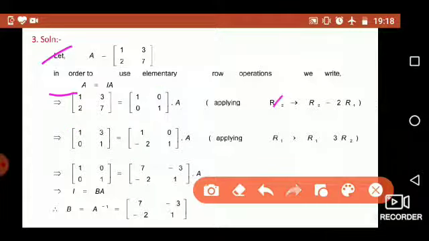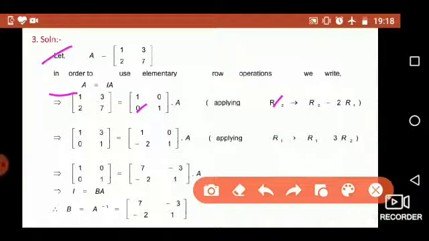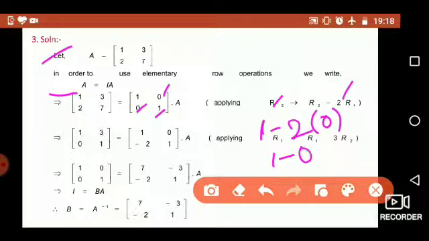Now let me apply. R2 changes to R2, which is 0 minus 2 times the corresponding elements of the first row, which is 1. Therefore, 0 minus 2 is equal to minus 2. And therefore, on the right hand side, the first element is minus 2. Similarly, for the second element, R2 element is 1 minus, according to this formula, 2 times R1. R1 is 0. Therefore, 1 minus 0 gives again 1. Therefore, the second element of the second row is 1 on the right hand side, into matrix A.